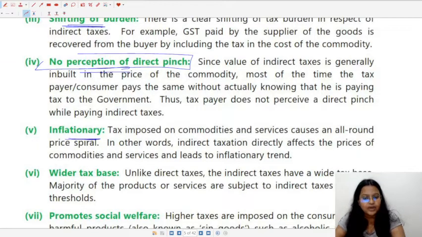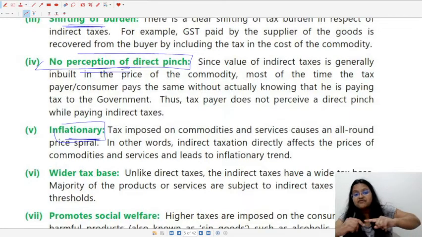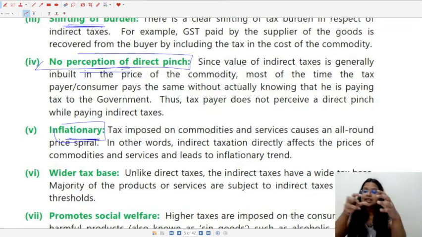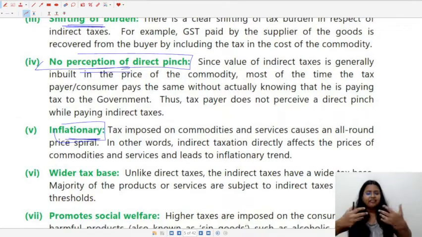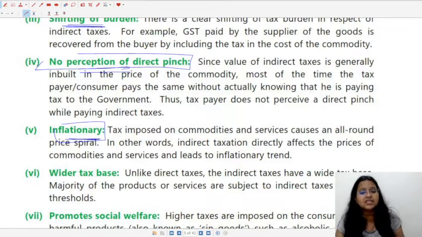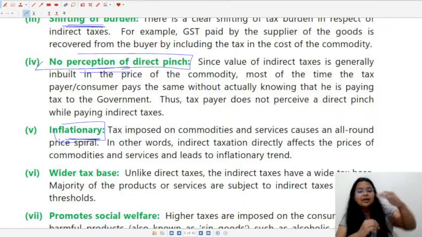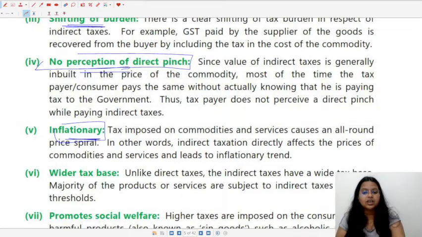inflationary. How is it going to be inflationary? Students, it is going to be inflationary because, as I told you, the rate of the chocolate is ₹9 plus ₹1 for the GST. This GST is going to be imposed on each and every commodity, on maximum commodities and services. That's why they inflate the price of those commodities and services. So from the date indirect taxes have come into purview, the rates are inflationary. Okay. Next is wider tax base.